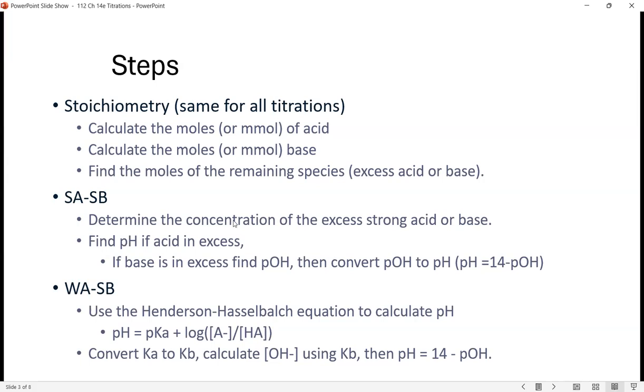For a strong acid, strong base, you have to take those moles back to concentration, and then you can find the pH if the acid's in excess, or if the OH is in excess, you find pOH, and then you simply convert pOH to pH by 14 minus pOH. If you're using a weak acid, though, once you get the moles of the remaining species, you can actually stop at the Henderson-Hasselbalch equation. You can plug in moles or molarity with it. And at the equivalence point, you have to do one little extra step, which I'll talk about more in a minute.